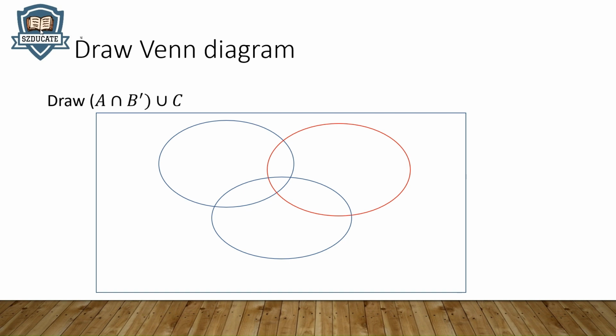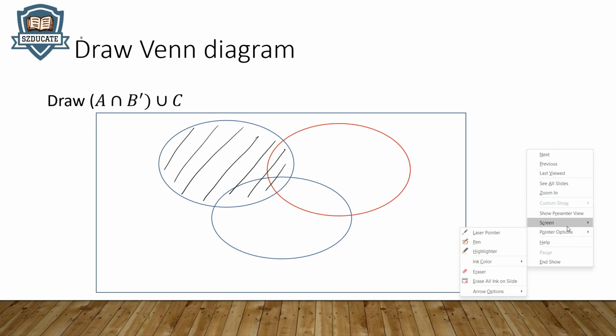Okay, next. A intersect B prime union C. I've changed the question a bit. A intersect B prime. I need to do this first. So what's my A? I'm going to shade it in black pencil. A intersect B prime. Isn't it the same question? Oh no, it's different. A intersect B prime. So this is B, but I'm going to shade B prime. For B prime, I have to use a different color so that it's clearer.